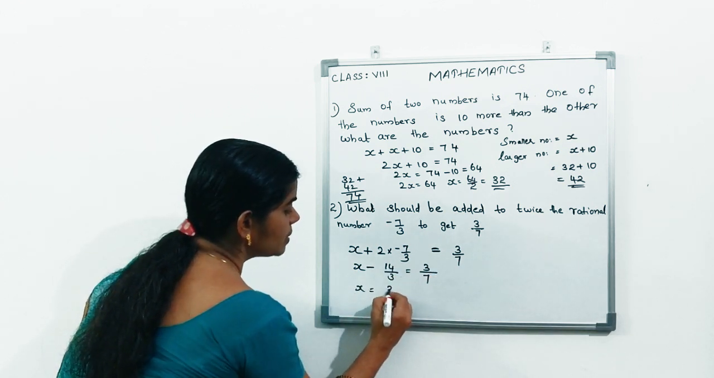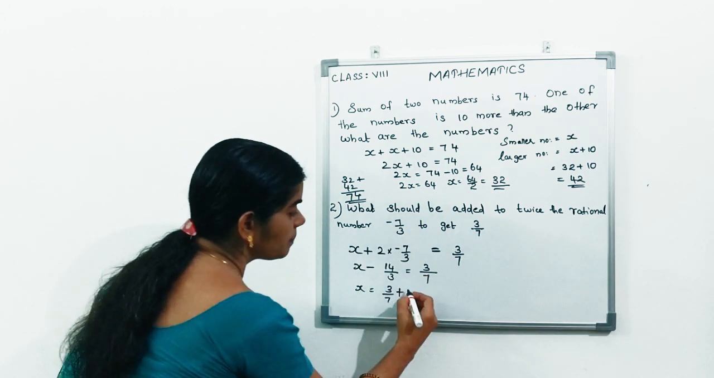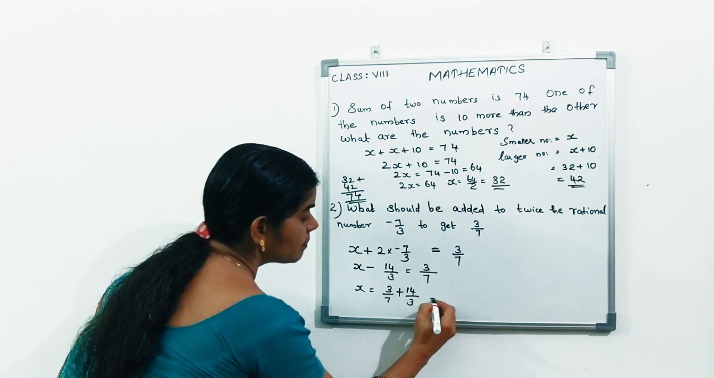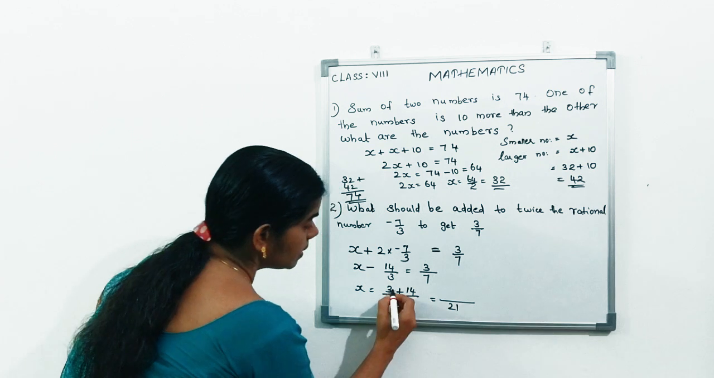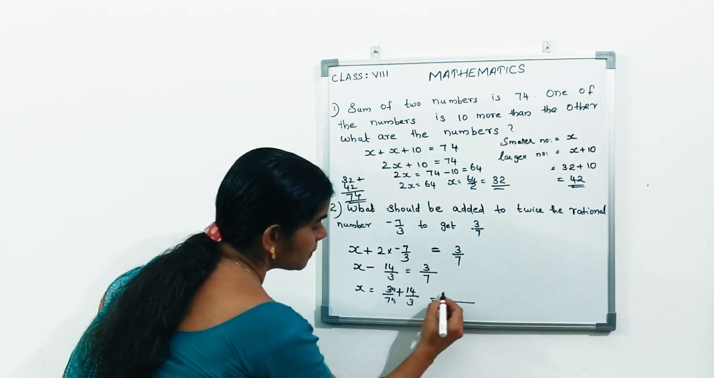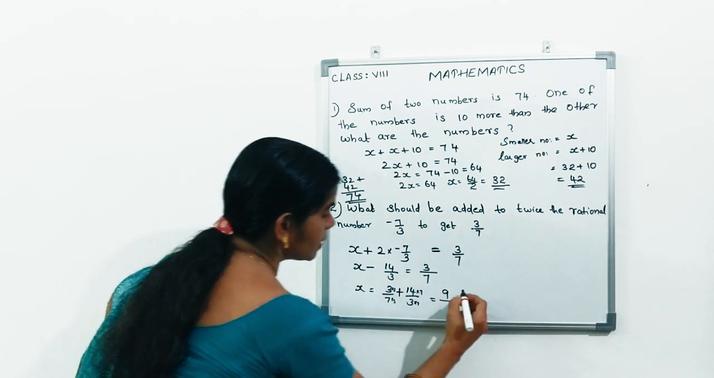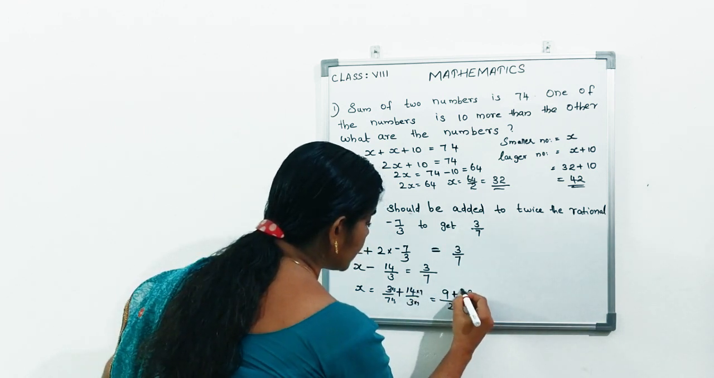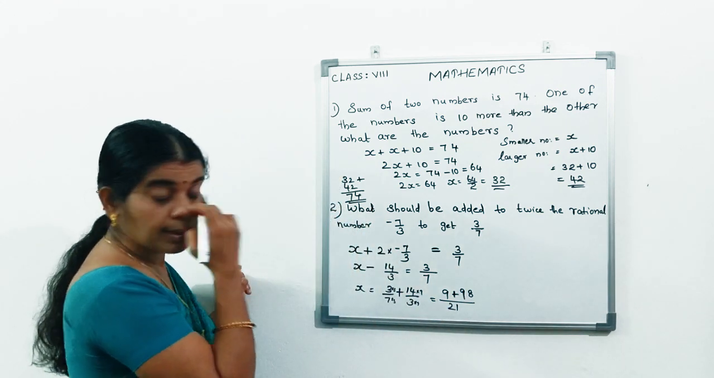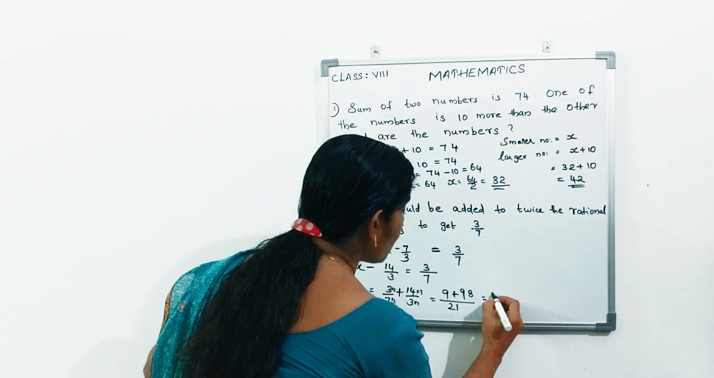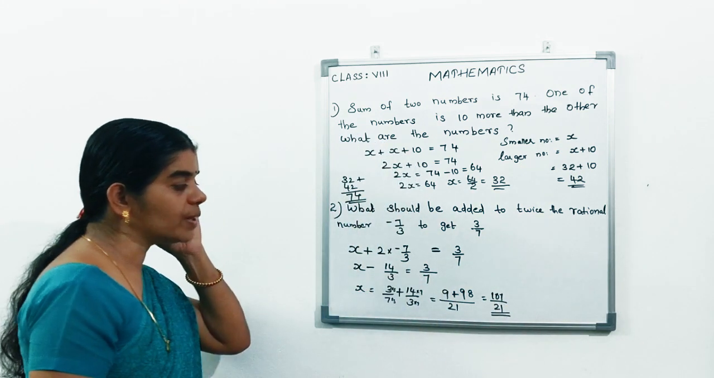x is equal to 3 by 7. If you take this minus across, it will become plus 14 by 3. Therefore, our LCM will be 21. Here you multiply with 3, that gives 9. Here we will multiply with 7, that gives 98. 98 plus 9, then you will get 107 by 21. Therefore, our answer is 107 by 21.